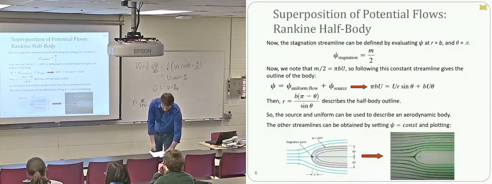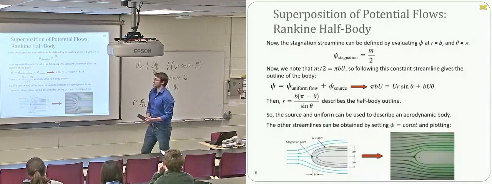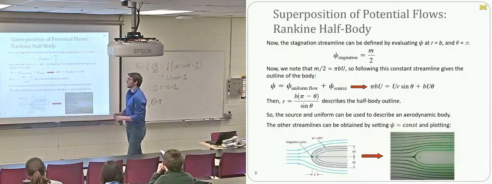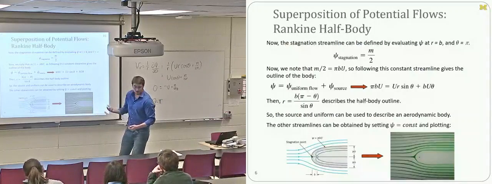This is useful now because, remember, any line along which psi is constant describes a streamline. So if we follow this constant streamline, what we get is the outline of the body.